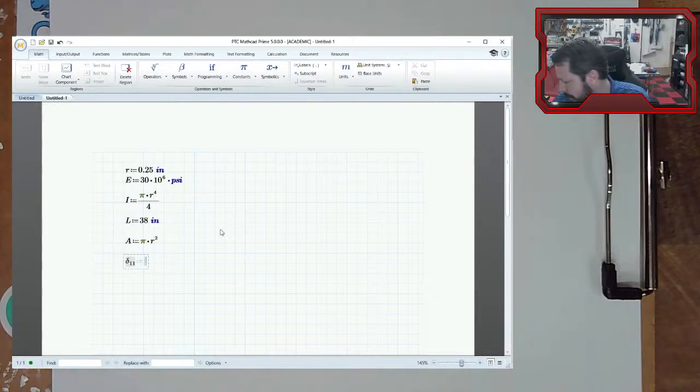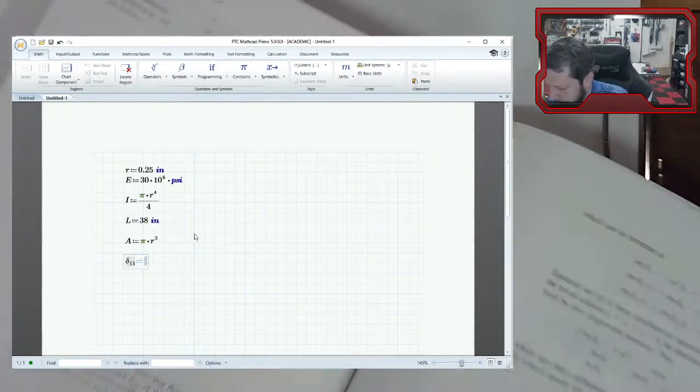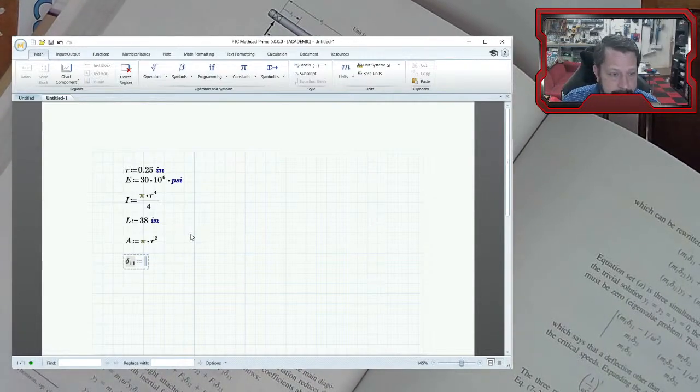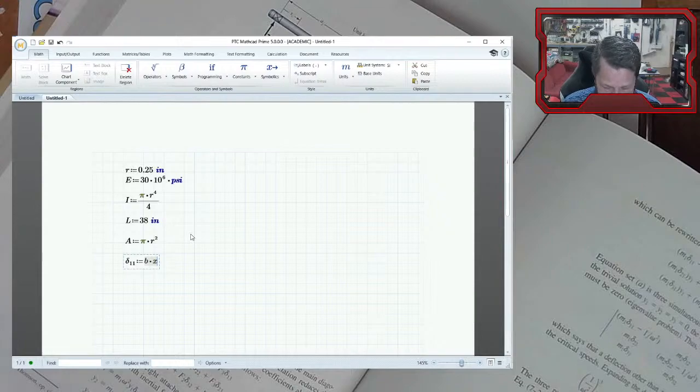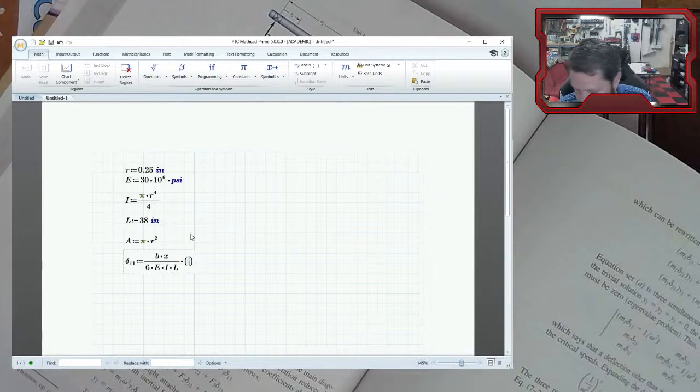So now the equation is b times x. We'll have to define b and x in here, so we'll do that in a second. B times x over 6 times E times I times L, all of that term, times L squared. I think they use a lowercase l in your book, but this is the length of the beam. L squared minus b squared minus x squared.